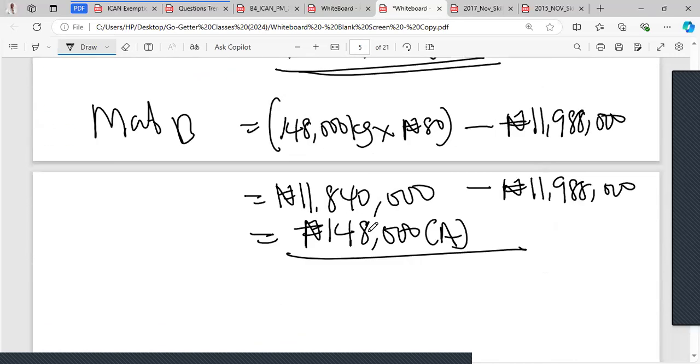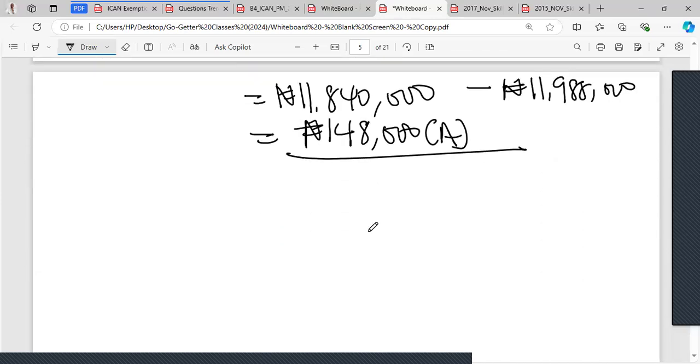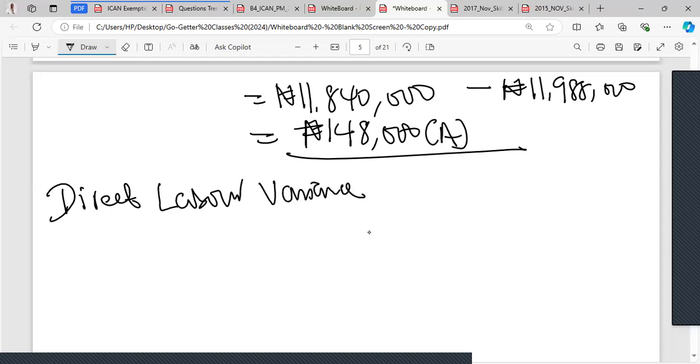direct material variances. The next one is direct labor variances. We know direct labor variances are two. If you want to still add the two variances, you can, but no point. We just calculate them separately. Instead of doing the total variance, it is better we break them down into their components.